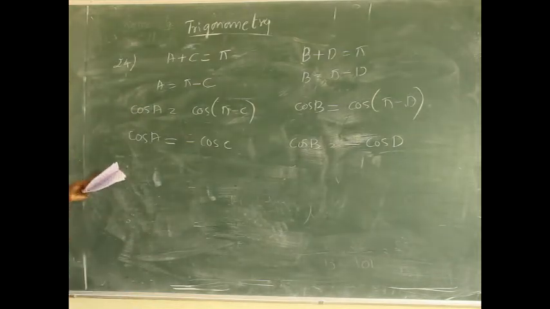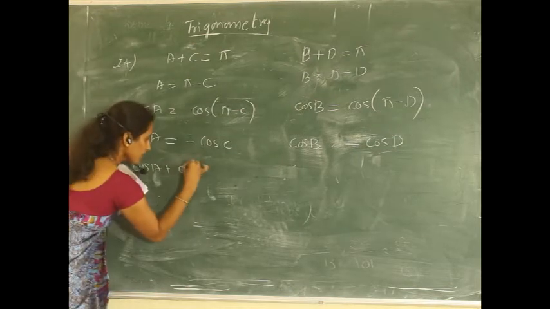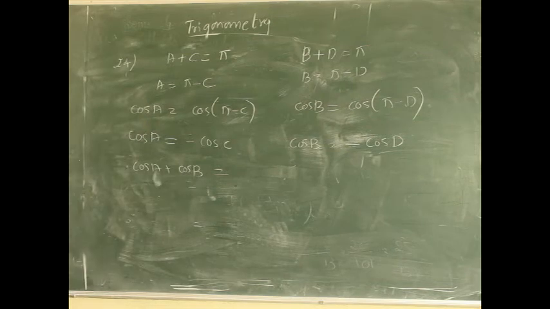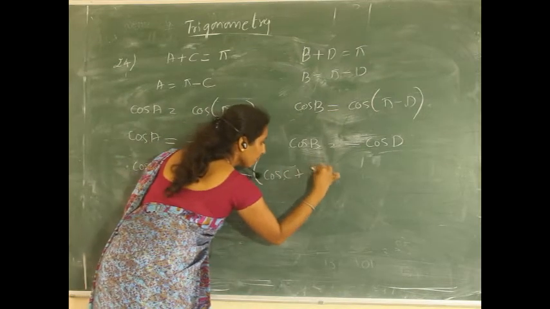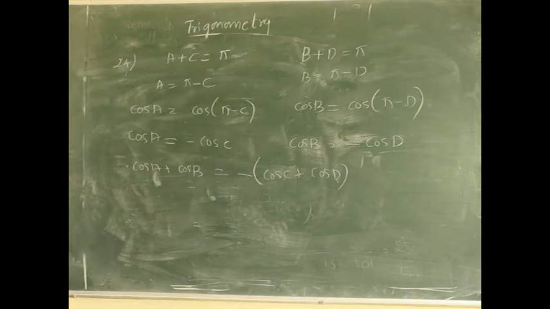Now we have to calculate cos A plus cos B. So cos A plus cos B is equal to the sum of these two, minus cos C minus cos D. So I can take the minus sign outside: minus of cos C plus cos D. So we got the relation cos A plus cos B is equal to minus of cos C plus cos D. Therefore, the value of K will be minus 1. That is option B.